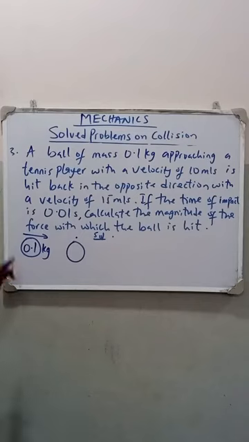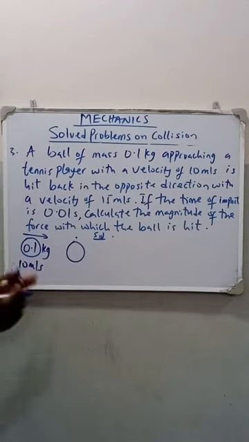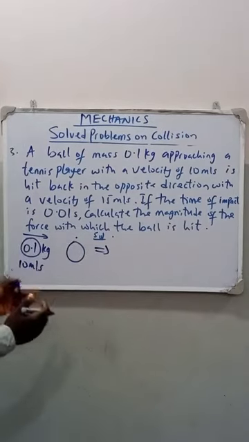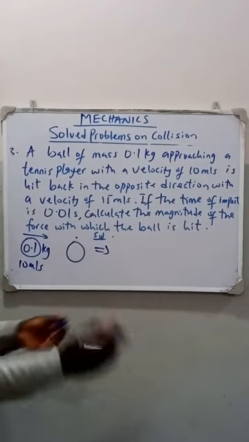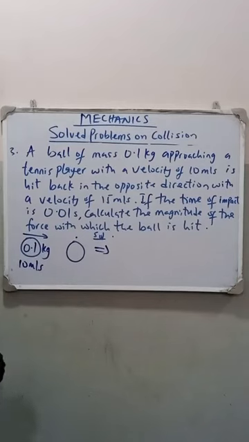A ball of mass 0.1 kg is approaching the tennis player with a velocity of 10 meters per second. The ball is moving with velocity 10 meters per second, and when it gets to the tennis player's side, he hits the ball back. That means it returns the ball in the opposite direction.